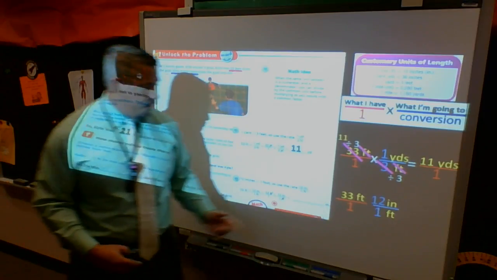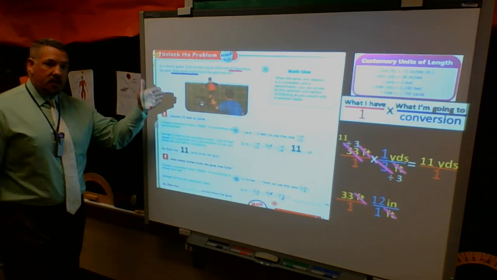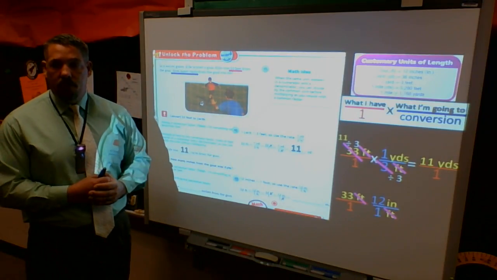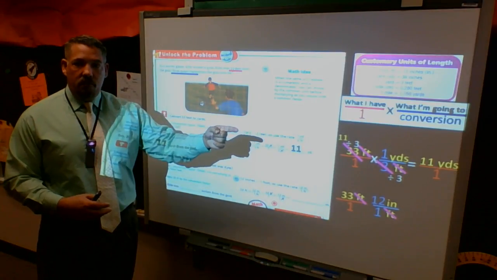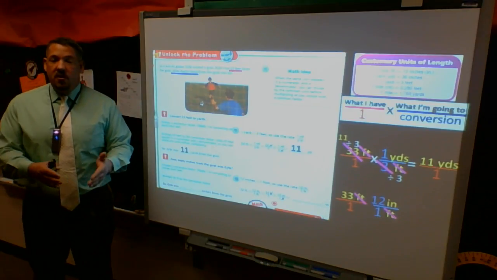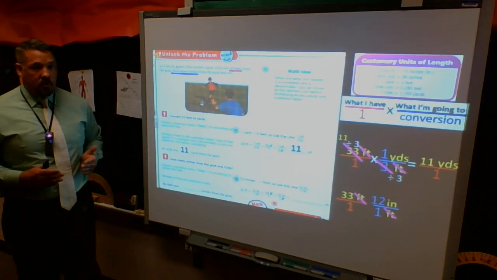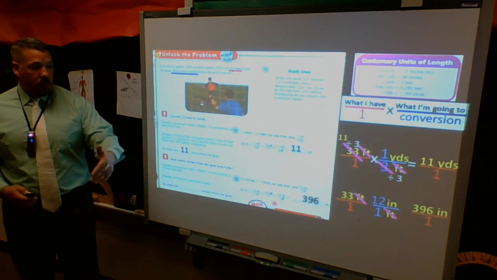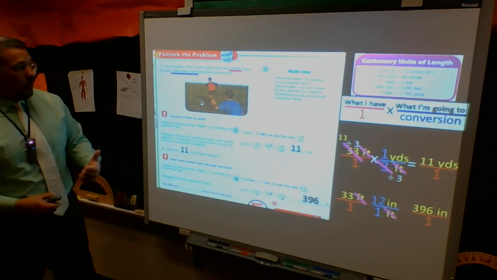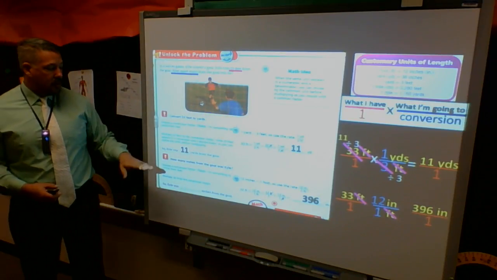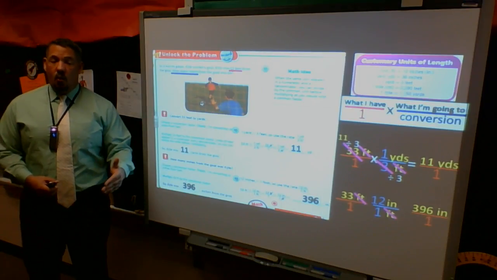That allows me, having foot at the bottom, to reduce or get rid of or convert my labels. There's a foot at the top, a foot at the bottom. They cross-reduce, it's no longer there. I'm left with 33 times 12. This is where my final step will just be indicated with what I'm left with. I'm left with 2 numbers at the top in a multiplication problem, so I'm just going to multiply across. 33 times 12 gives me 396. So how far was he from the goal in inches? Well, if he was 33 feet, which is the same as 11 yards, that is the same as saying he was 396 inches from the goal.